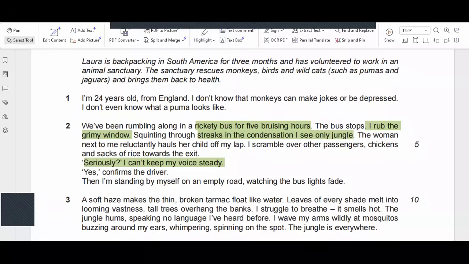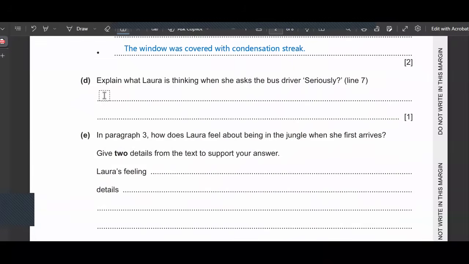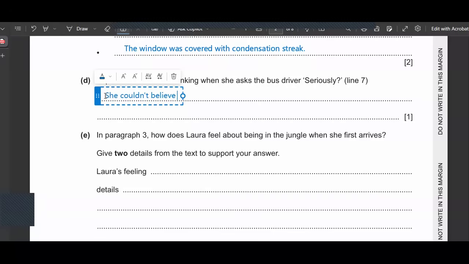So in order to write our answer, we can say she couldn't believe her eyes. But in this sentence, our meaning is not clear. She couldn't believe her eyes. But what she was unable to believe, what was in front of her. So that means we need to rephrase our answer.